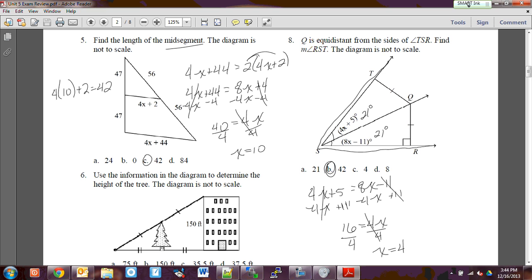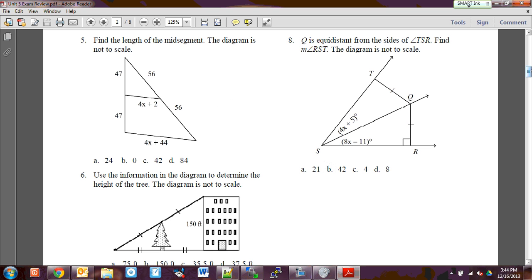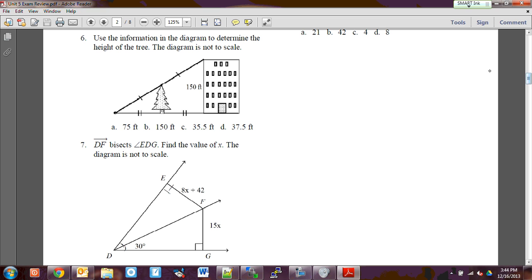Moving right along. Use the information in the diagram to determine the height of the tree. Well, if you notice, the trunk here is at the midpoint between this point and the base of the building, and the top of the tree is at the midpoint from this point to the top of the building. Okay, so which means our tree is a mid-segment, which means our tree is half the height of the building. So 150 divided by 2, 75. So that one's that simple.